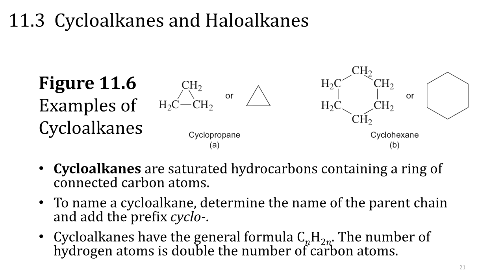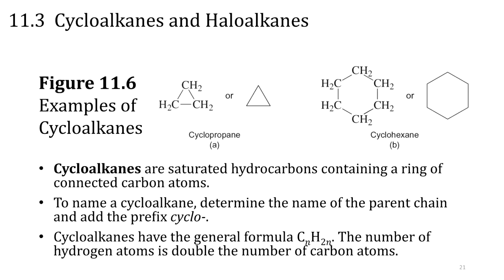So you can't have, of course, cyclomethane because there's only one carbon. You can't have cycloethane, but the smallest one we can have is cyclopropane. So we can have cyclopropane, cyclobutane, cyclopentane, cyclohexane, cycloheptane, and so forth. Cycloalkanes, then, are saturated hydrocarbons that contain a ring of connected carbon atoms. And to delineate this, we simply add the prefix cyclo.